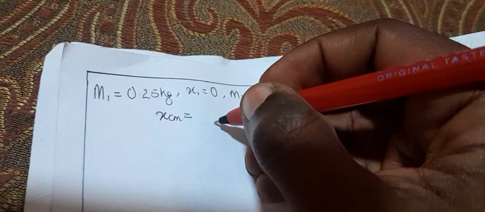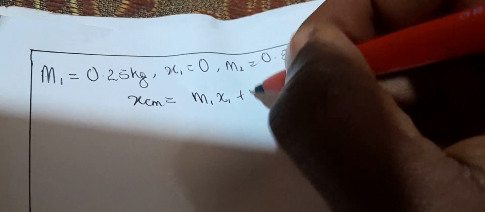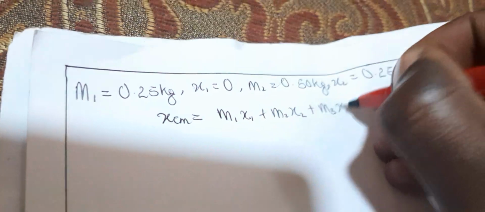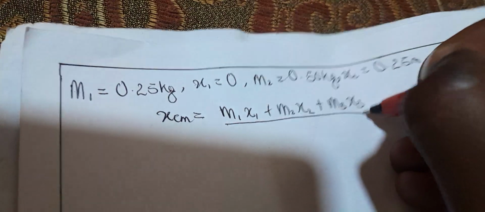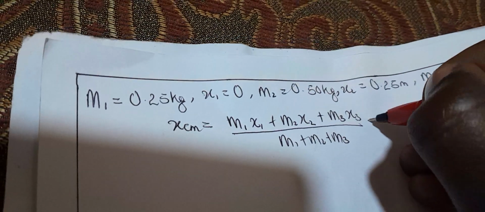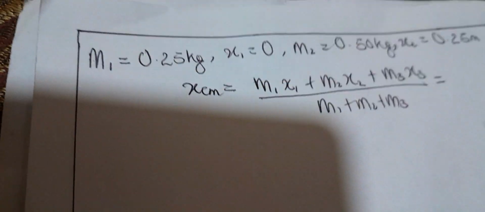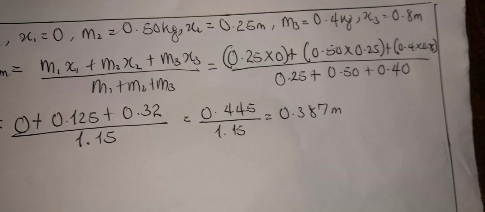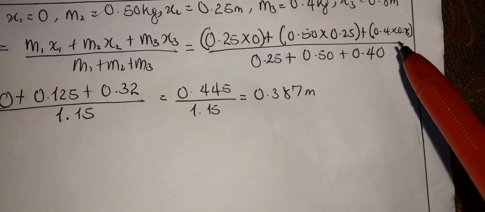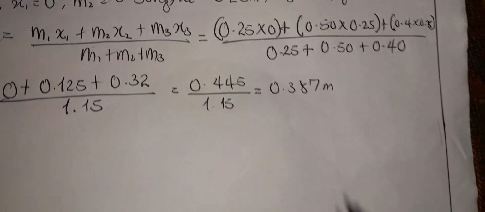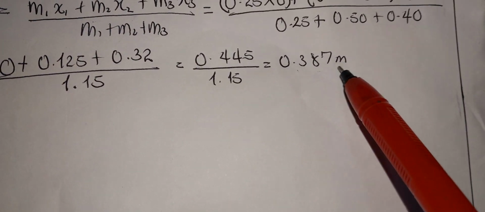All right, so the formula is M1X1 plus M2X2 plus M3X3 over M1 plus M2 plus M3. All we need to do is substitute the values and then simplify our answer. Having substituted all the values in this formula, our final answer will be 0.387 meter.